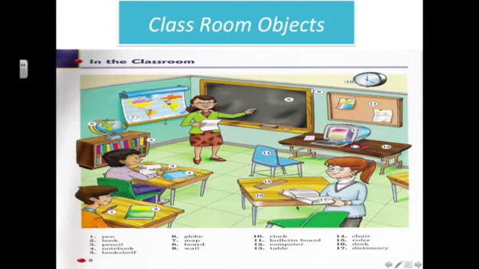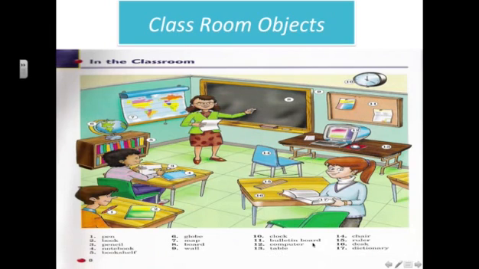16, desk. And 17, dictionary. For example, you don't know what does table mean. You don't know. So you go and open the dictionary to check the meaning of table. This is what we call a dictionary.